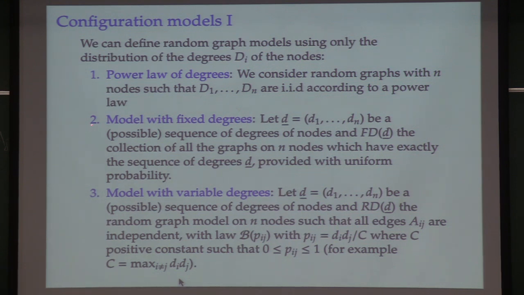Then you can do something else. You can consider a model with fixed degrees. You consider a sequence of integers that can be the degree sequence of a graph, and you consider the model which I denote by FD, for fixed degree, whose parameter is that sequence d of n integer values. That's the collection of all graphs on n nodes which have exactly that sequence of degrees d, and you provide this collection with uniform probability. So you consider all possible graphs that have exactly that sequence of degrees, and you put uniform probability on that. This is a model that we can simulate. You will see that in the next slide.